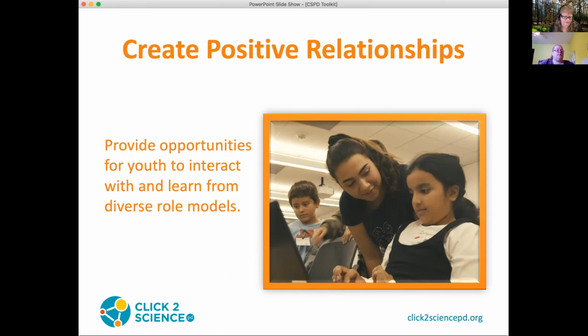Provide opportunities for youth to interact and learn from role models. Use team leaders in your computer science program if you can. Introduce learners to diverse role models from different computer science career pathways and help them see potential futures. Positive relationships increase interest in computer science and help young people develop resilient STEM identities. They also help team leaders become more confident.